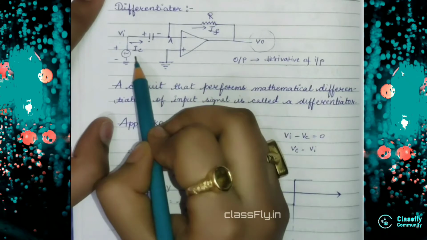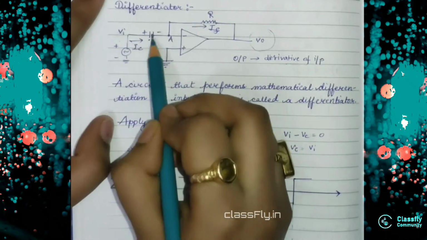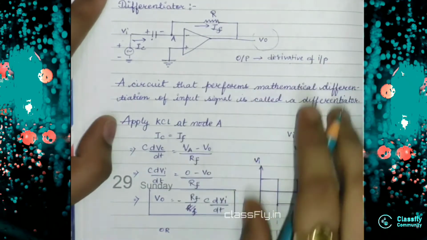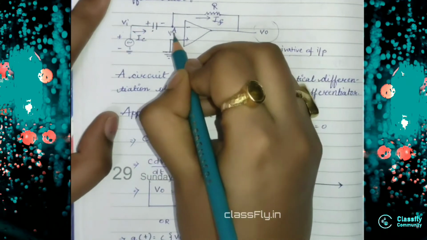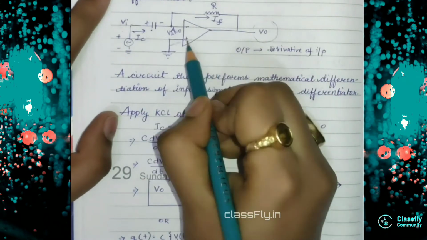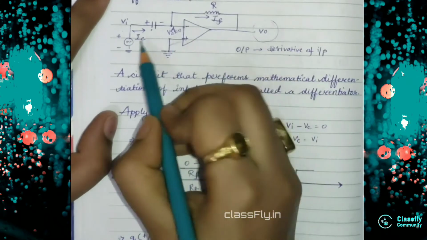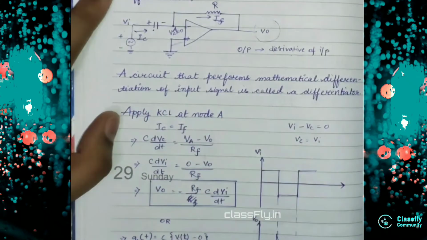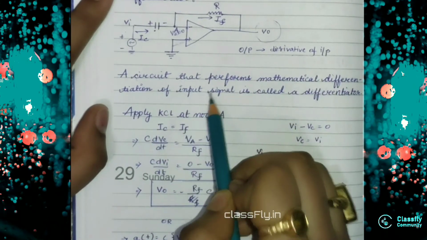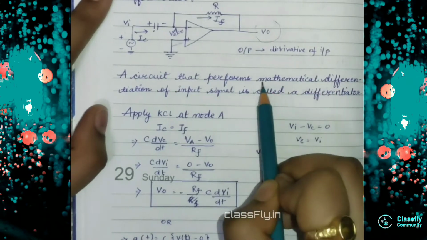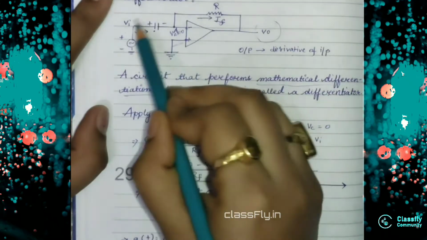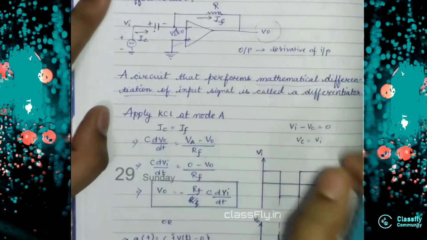So see, I have given an IC because this is C, so my current will flow here, and this is the IF or IR, whatever we are convenient with. As this VA is equal to 0 because of the virtual ground concept, if this one is 0, then this point will also be 0, so our current will move from this side to this side. A circuit that performs mathematical differentiation of the input signal is called a differentiator. As it is performing the mathematical differentiation of this input signal, it is known as the differentiator.